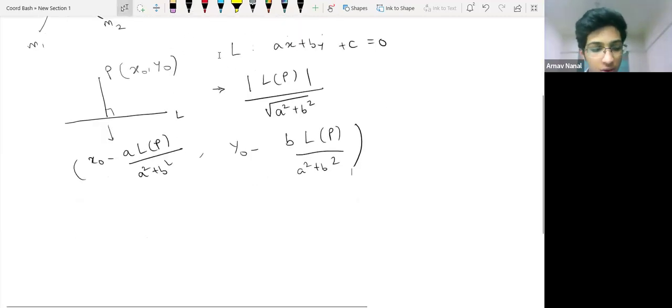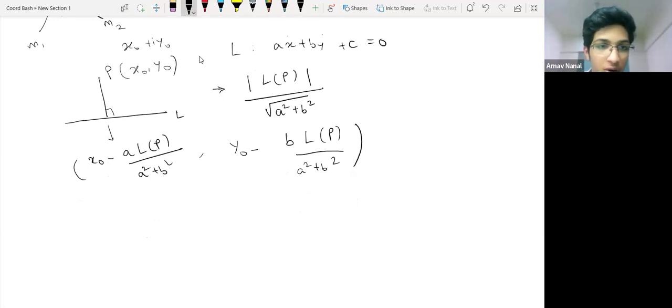Just a note that this coordinate system is quite similar to complex numbers. You can replace this with x naught plus i y naught. Whatever formulas you used in complex numbers for which the real part and imaginary part don't interact, the same formulas hold in coordinates. I mean the section formula and such things like centroid, etc. Okay, so this is what it was.